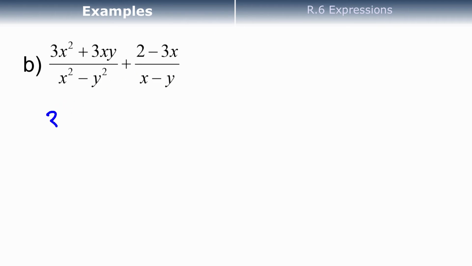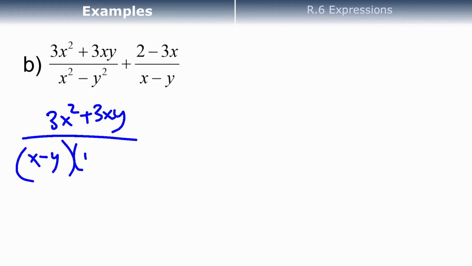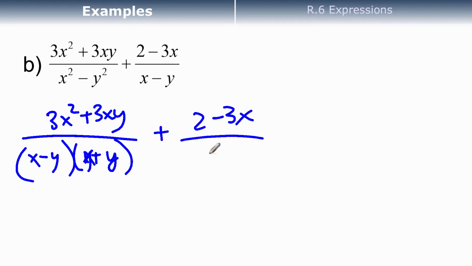Easiest way to get a common denominator is factoring that bottom thing. So I could factor that to x minus y, x plus y. Plus on here I've got 2 minus 3x all over x minus y. Now this one has an x minus y, so does this one. But this has an x plus y, this one doesn't.